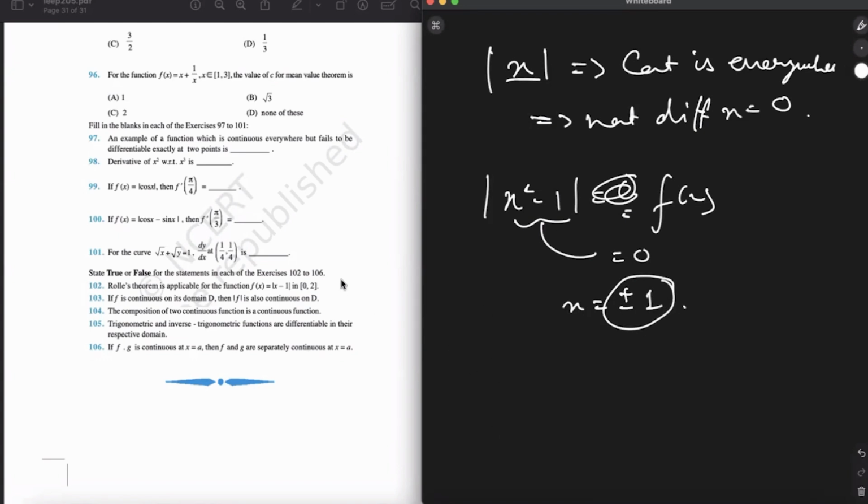Suppose I ask for 3 values, like it is not differentiable for 3 values. Then I would take a different expression. Got this? How do we make these examples? At 2 values, 3 values, 99 values. If they ask me for 99 values, I can start it like this.